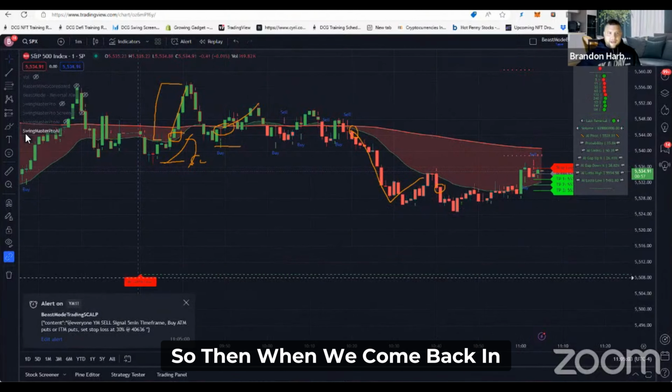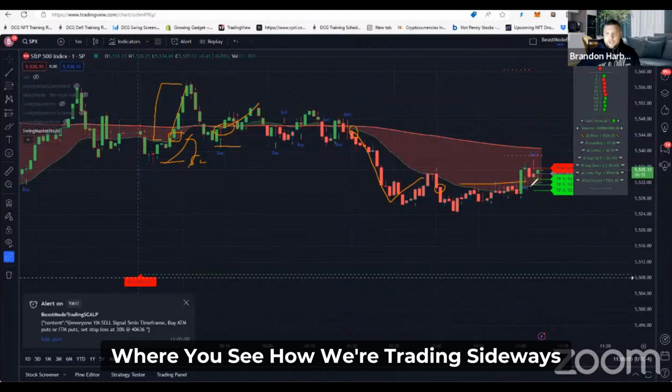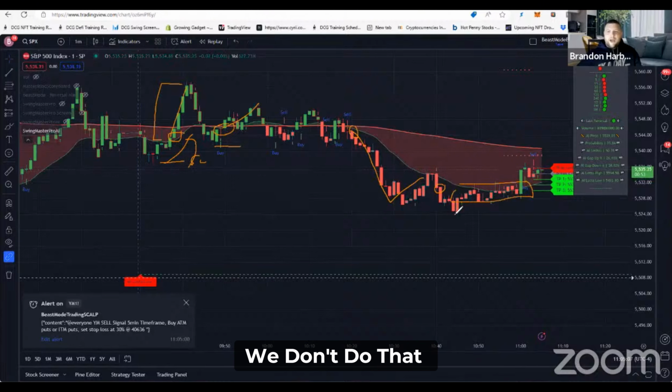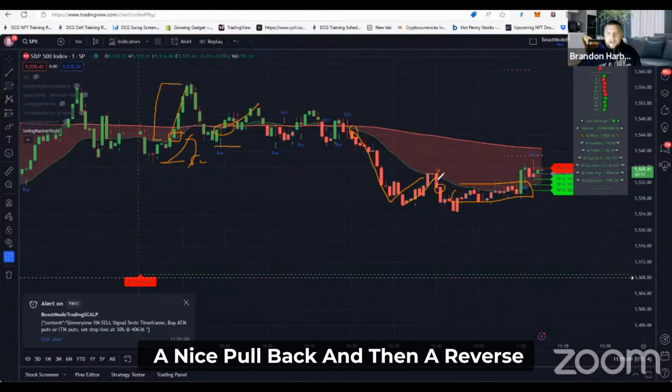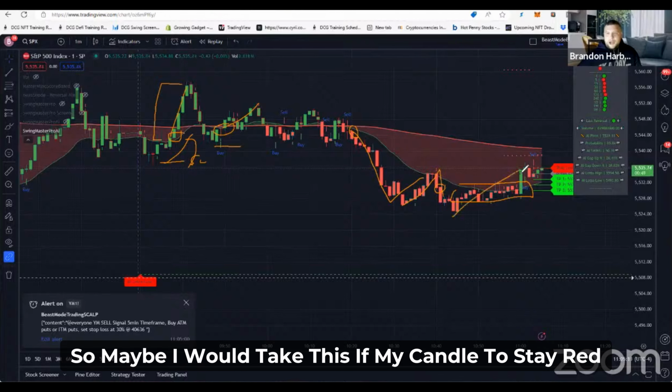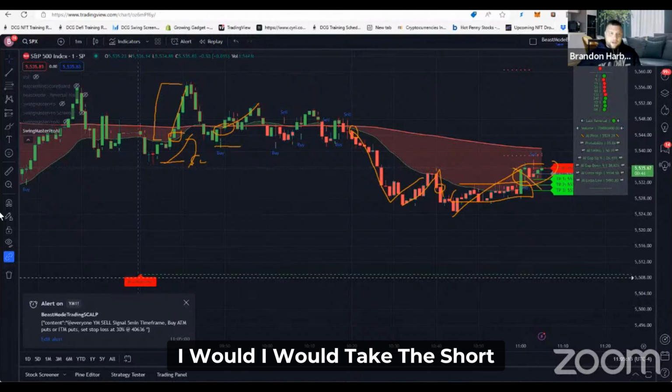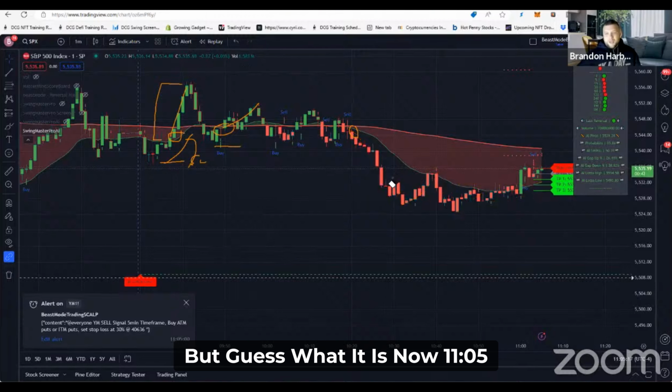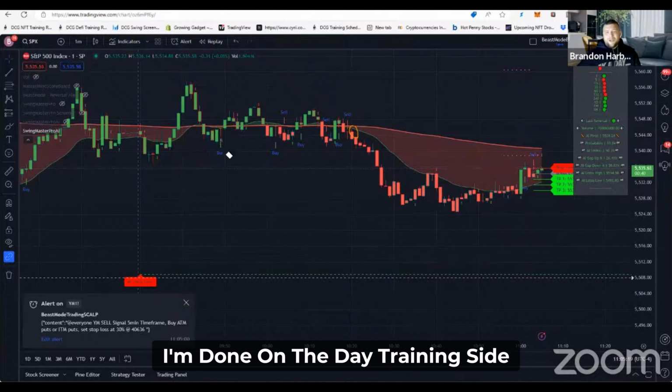So then when we come back in and we get in an area like this where you see how we're trading sideways, we don't do that. We need to have a nice pullback and then a reverse. So maybe I would take this if my candles would stay red, but they're not. If we come back down, I would take the short, but guess what? It is now 11:05. I'm done on the day trading side.